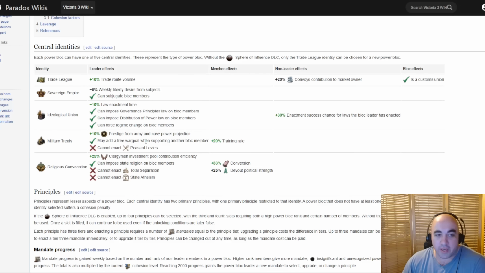So taking a quick look at the block, the prestige from Army and Navy is really not substantive. This is not going to be the main source of your prestige. It should probably count for more prestige. If it did, this would be a little bit nicer. May add free war goal when supporting another block member.